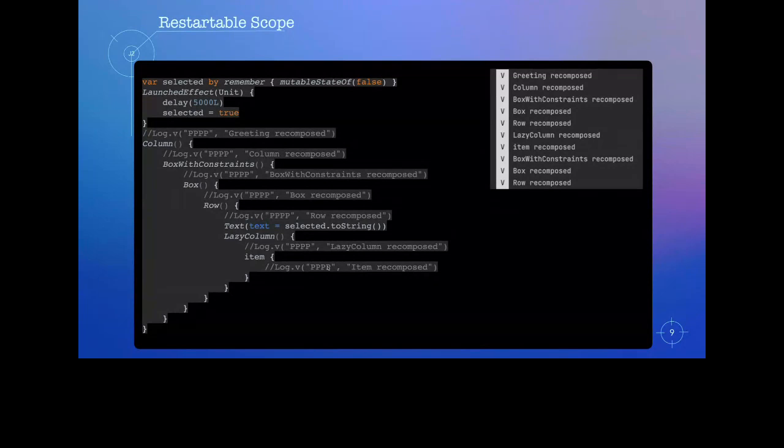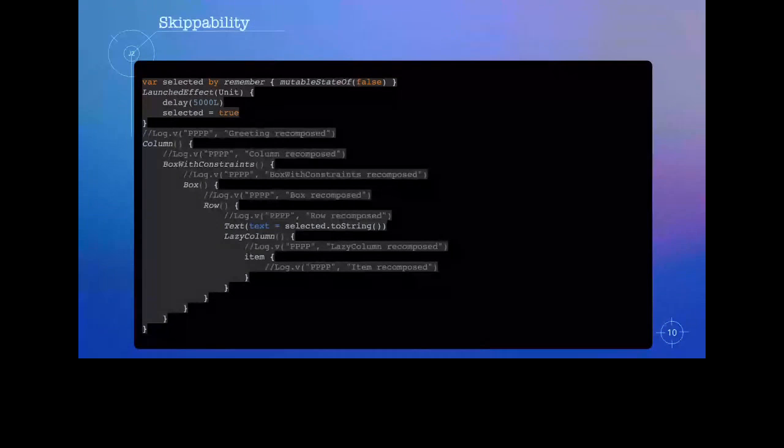So why does it do that? How does it do that? So that takes us to skippability. A composable can be skipped during the recomposition process, provided that it meets 3 requirements. 1, it has to be a restartable scope. A composable cannot be skipped if it does not have restartable scope.